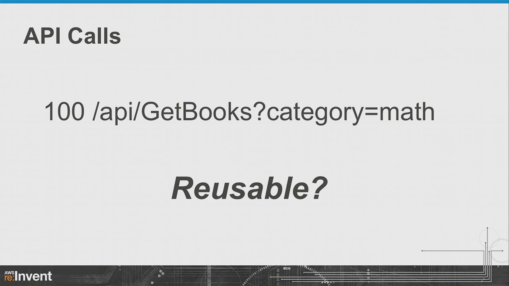This API call is getting hit 100 times. I can cache it for 5 minutes, for 2 seconds, for an hour. You guys decide how long you want to cache it, but it can be cached.